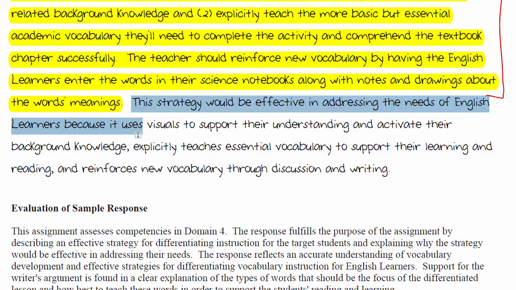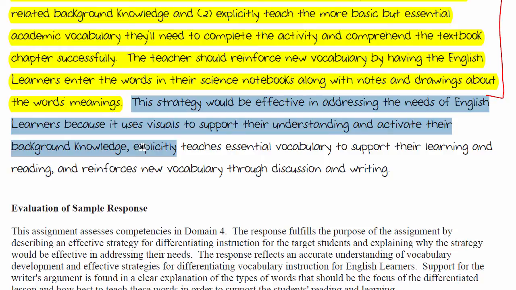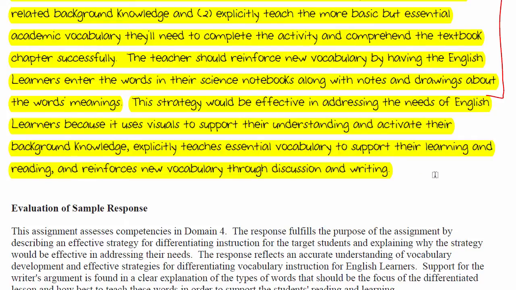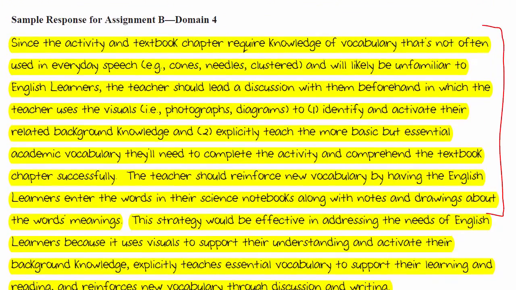This strategy would be effective in addressing the needs of English learners because it uses visuals to support their understanding and activate their background knowledge, explicitly teaches essential vocabulary to support their learning and reading, and reinforces vocabulary through discussion. So these are not very long essays, but they are quite dense with information.